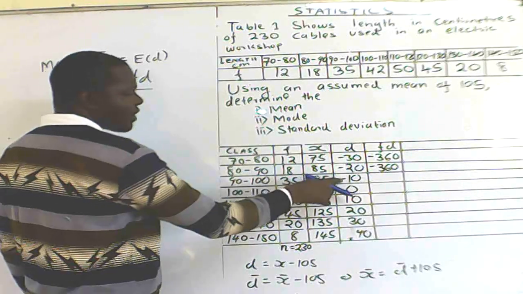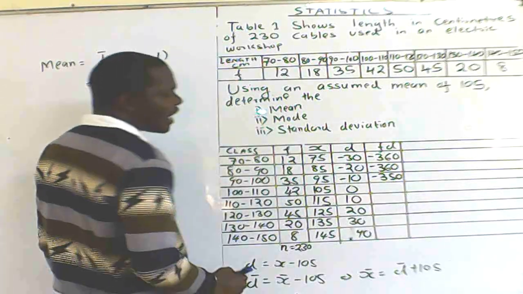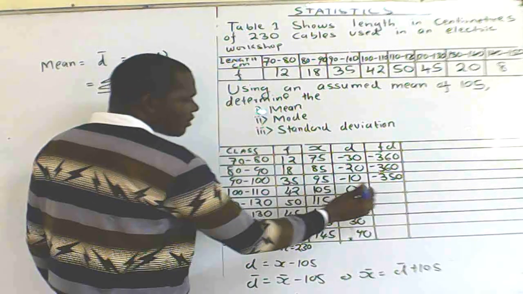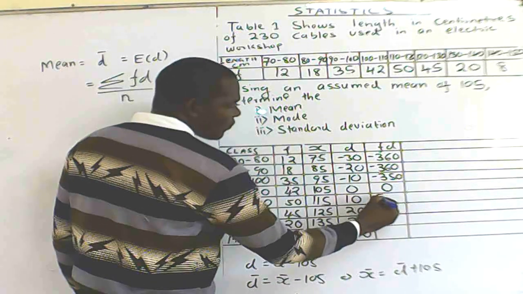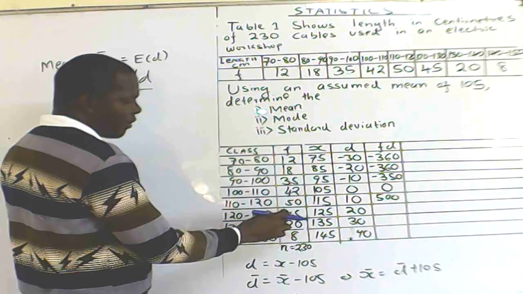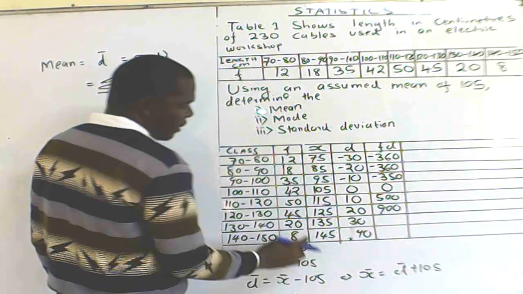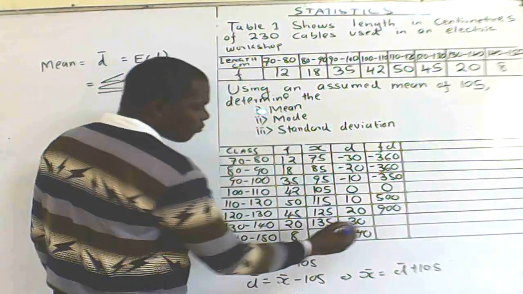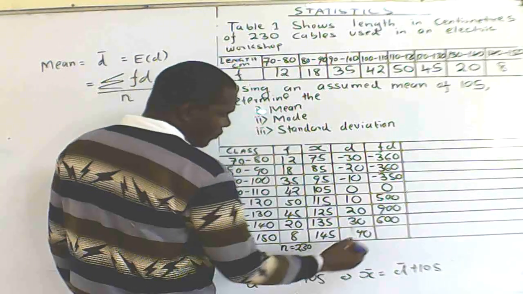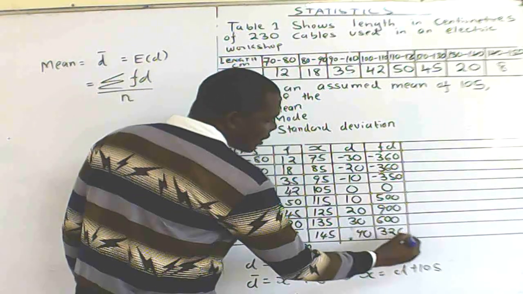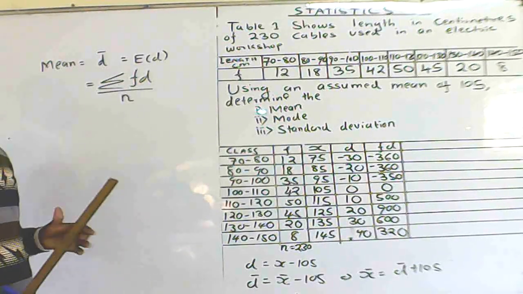Go again. 35 times negative 10? Negative 350. Yes. 42 times 0? Is 0. 50 times 10? 500. 45 times 20? 900. 20 times 30? 600. 8 times 40? 320. So after that, we need to sum all FDs, isn't it?